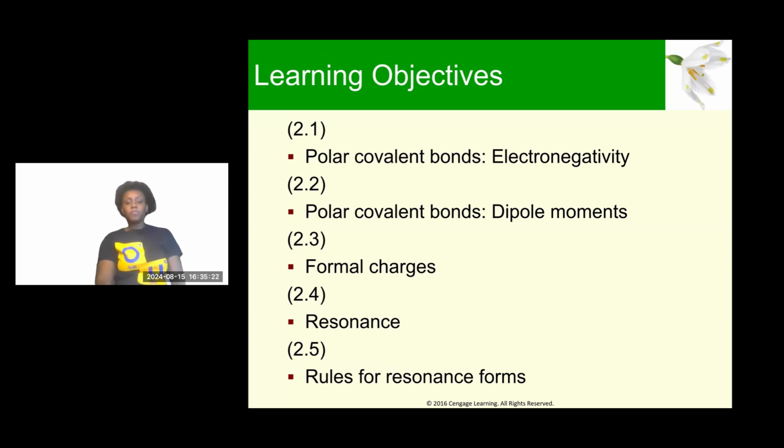All right, so the objectives for today are going to be polar covalent bonds in 2.1. We have polar covalent bonds and dipole moments, where I first talk about electronegativity. Then we're going to talk about dipole moments in 2.2. And then in 2.3, we're going to be doing formal charges. And then in 2.4, we're going to do resonance, and then rules for resonance forms. And so we're going to talk about resonance in general. Now, in the next lecture, we're going to actually do some resonance practice problems. So we're not going to do that today, but we're going to lay the groundwork for resonance.